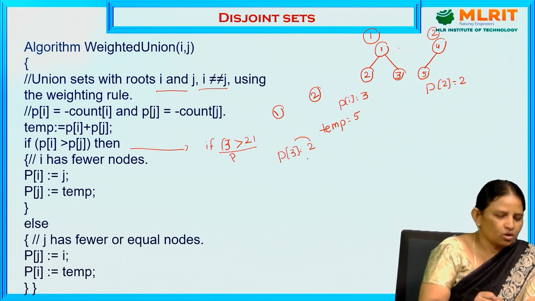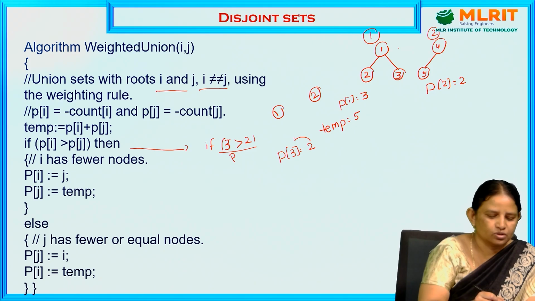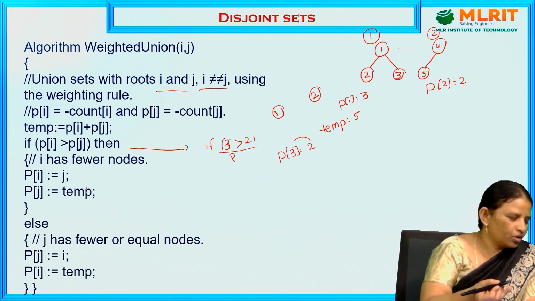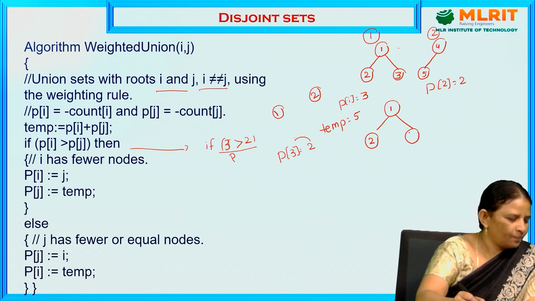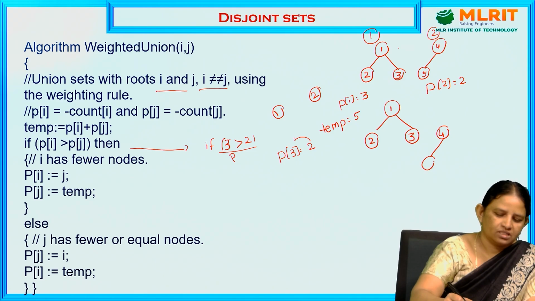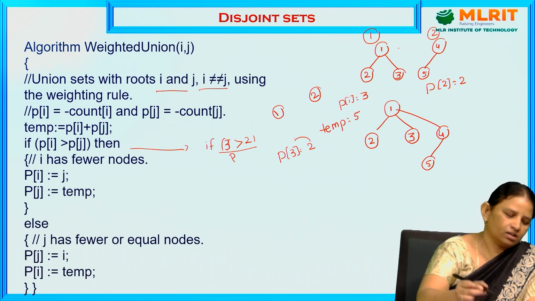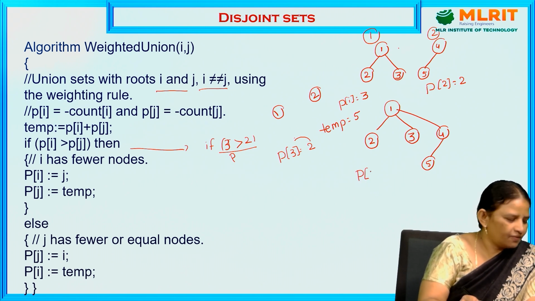So what is the second tree's parent? i is nothing but the number of nodes. Again p of i equals temp. So what you are going to do is 1, 2, 3, and j means 4, 5. Then j, the second tree's parent, is 1. And p of j is the total count, the total number of nodes, equal to temp. What does temp consist of?